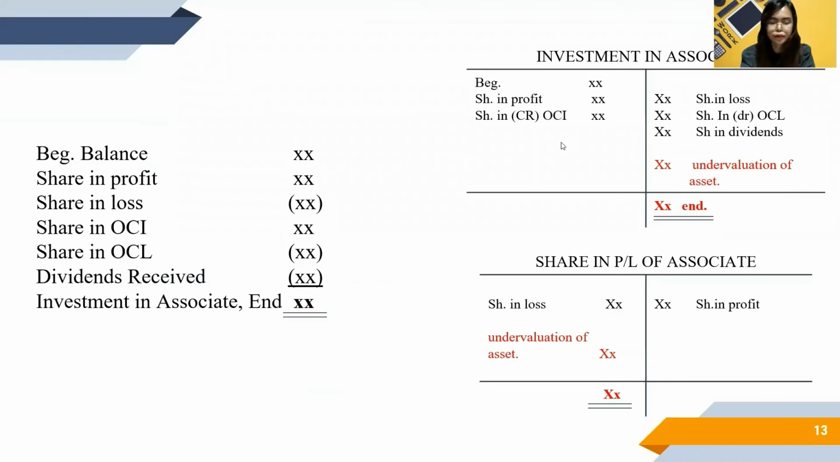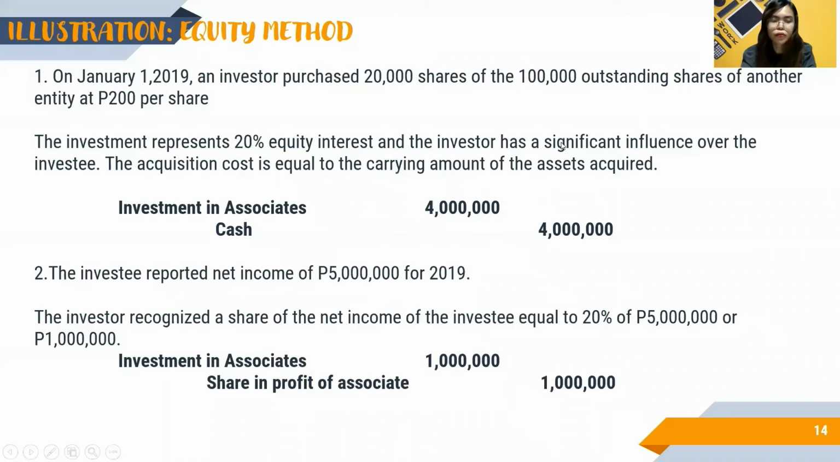So, let's now go to the illustration. Number 1. On January 1, 2019, an investor purchased 20,000 shares of the 100,000 outstanding shares of another entity at 200 pesos per share. The investment represents 20% equity interest and the investor has significant influence over the investee. The acquisition cost is equal to the carrying amount of the asset acquired.